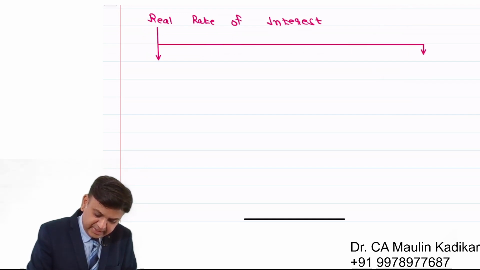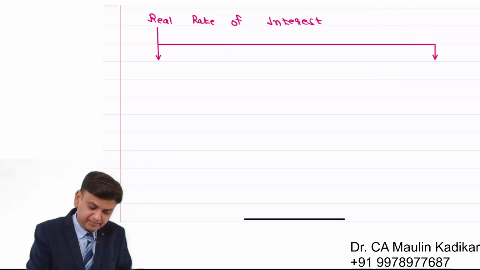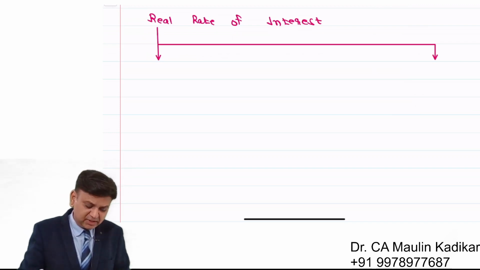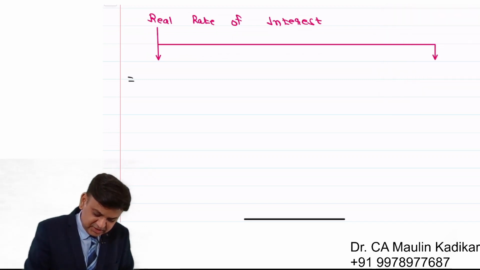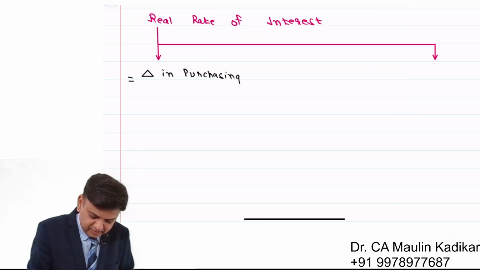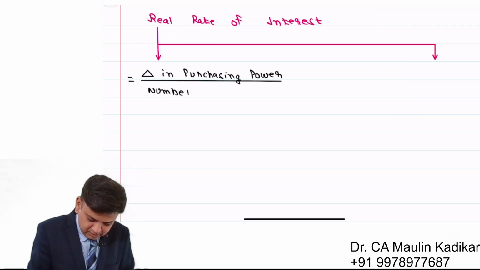It can be calculated by one of the two methods. One method by which you can calculate is like this. Listen carefully. We understand it's the change in purchasing power divided by number of units at the beginning of year.